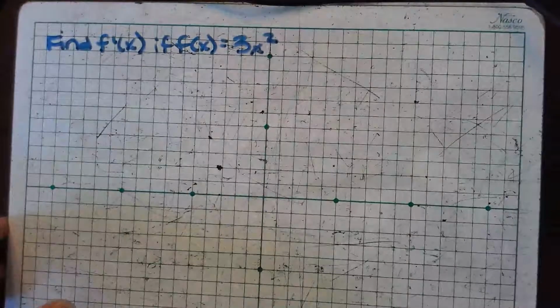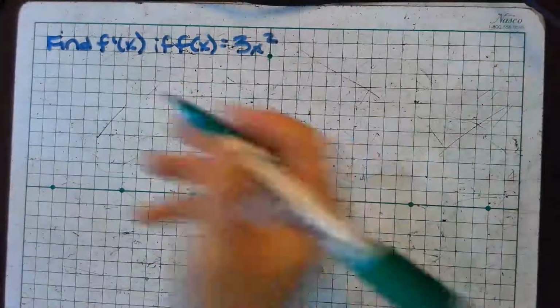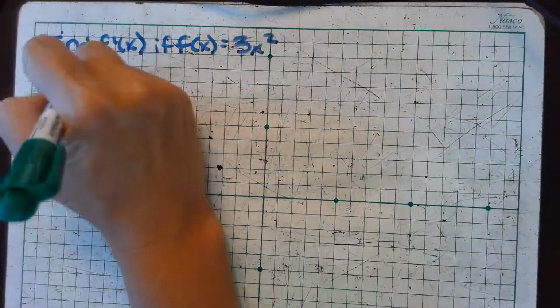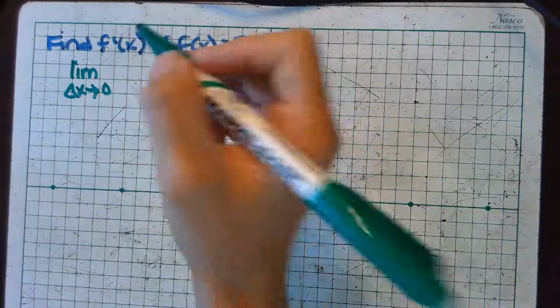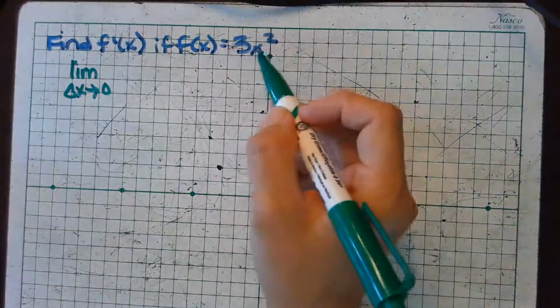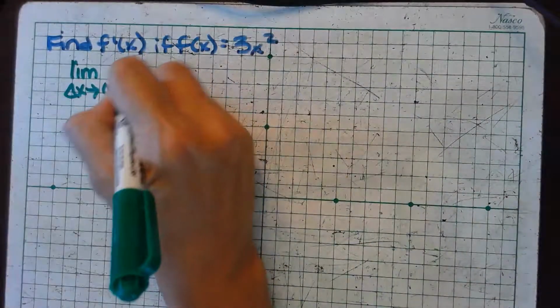So again, we're doing the same thing here, f prime of x. So let's do it again. If you need to, I want you to freeze it and try some of this on your own. I'm going to go ahead and plug in x plus delta x right here.